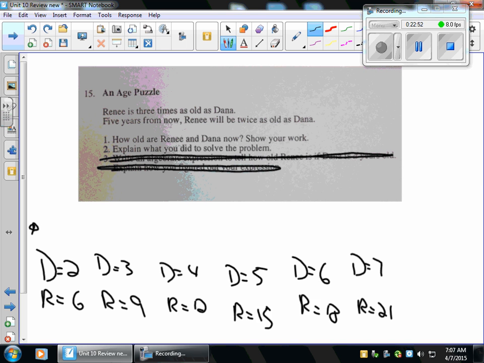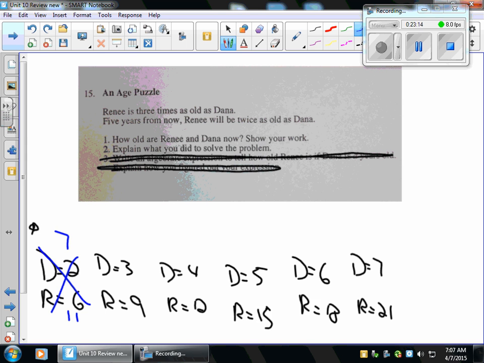What I mean by that is we have to add 5 to each of Dana's. So I'm just going to do it above. If Dana is 5, 5 years from now, Dana would be 7, which would mean Renee would be 11. Does 7 times 2 equal 11? No. So we know this isn't correct.